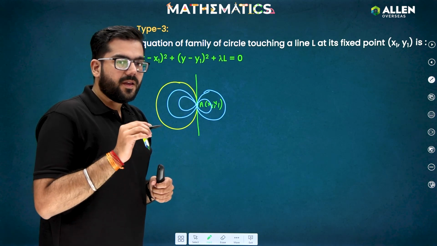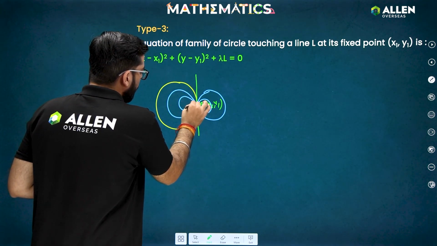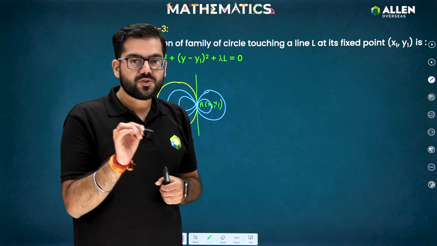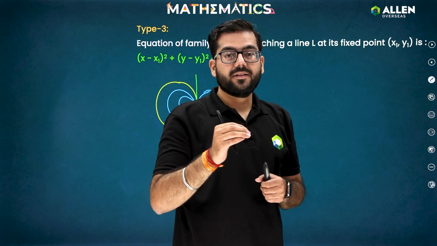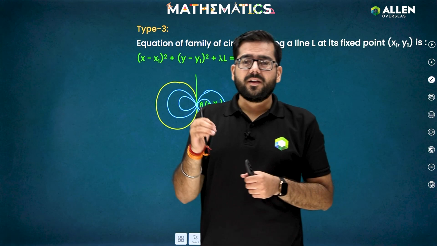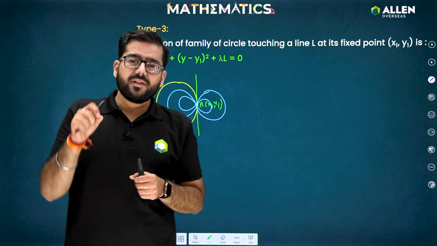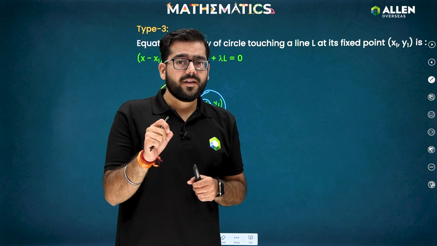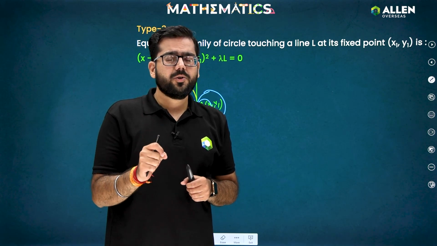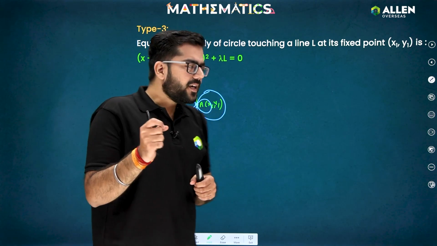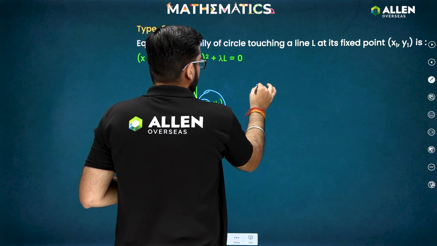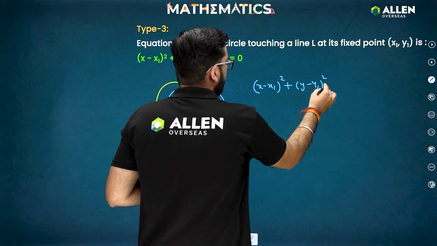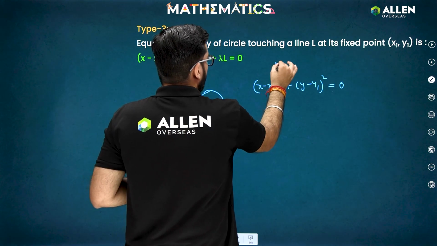But here one more circle you can assume, which is here only, that is the point circle. In short, you can keep reducing your radius, then at the end the radius is negligible. In that case you can assume that would be your point circle, with radius 0, not exactly 0, but negligible. That's why we usually take the point circle as x minus x1 whole square plus y minus y1 whole square equal to 0, which is your point circle.